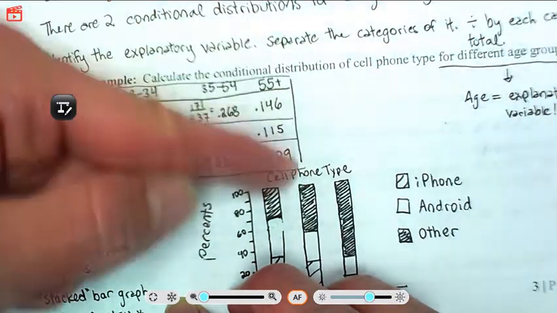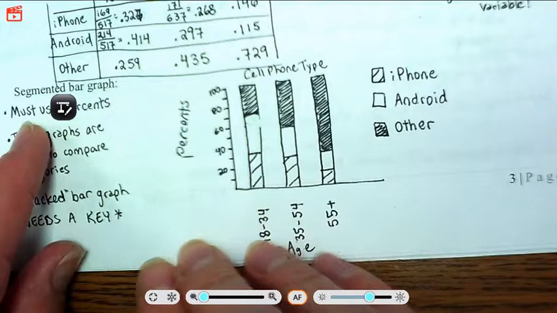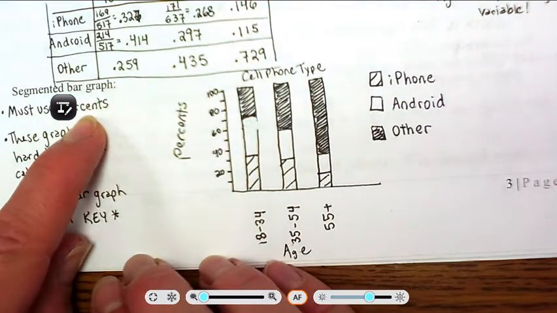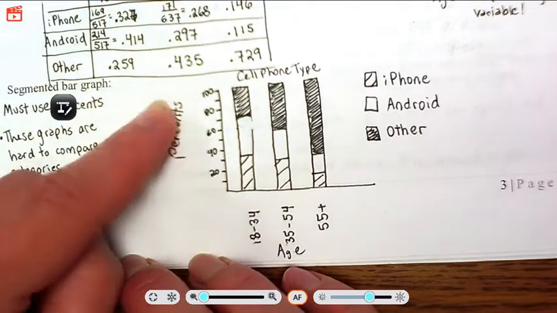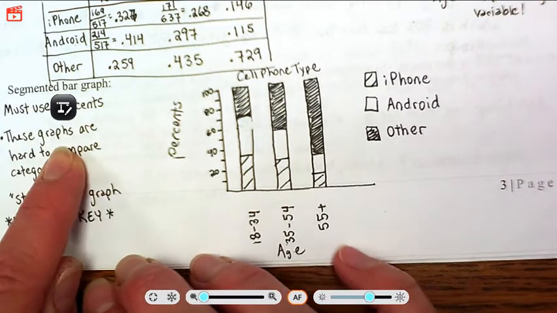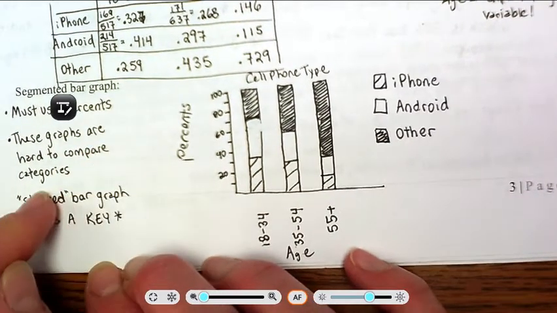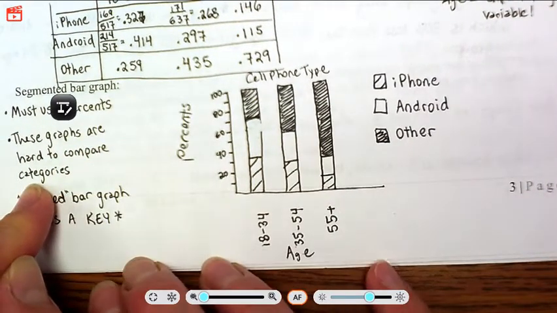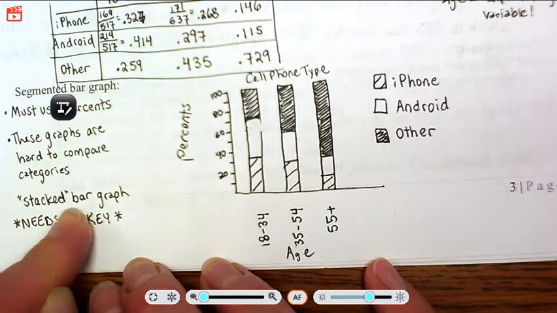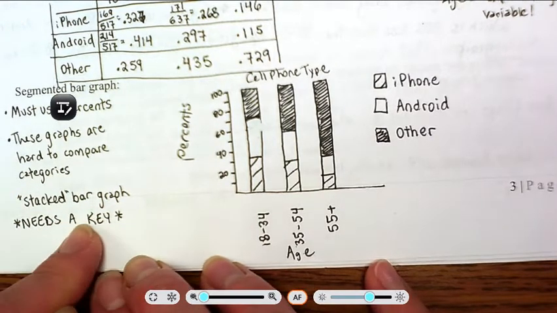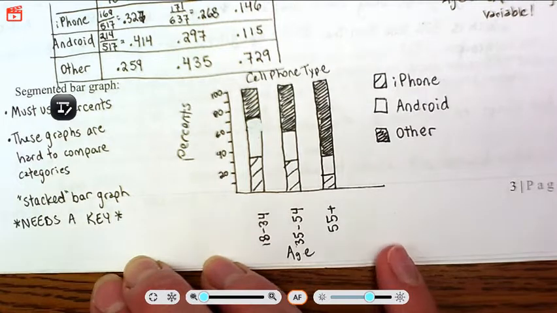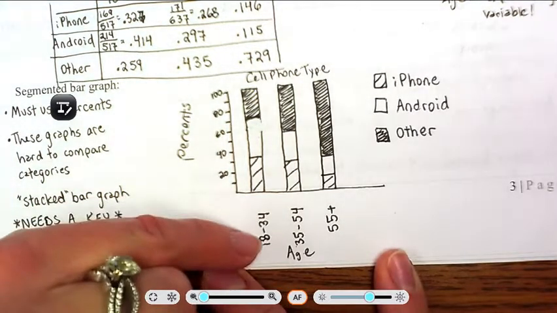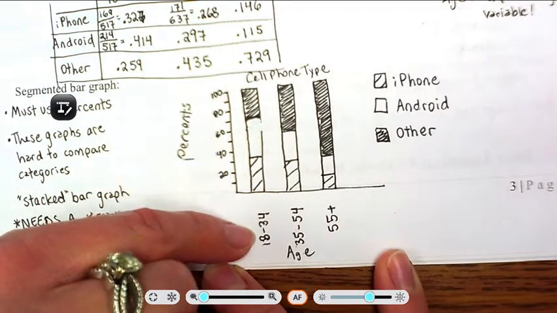Okay, segmented bar graphs. You must use percents. These graphs make it hard to compare categories, and it's also called a stacked bar graph, and it needs a key. So here's how you make a stacked bar graph, or a segmented bar graph.